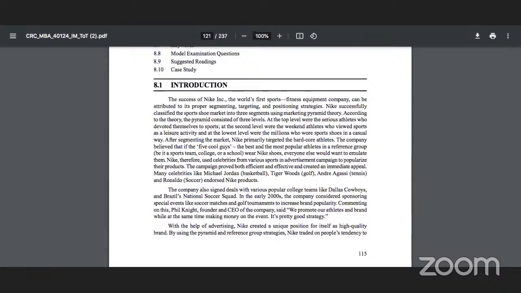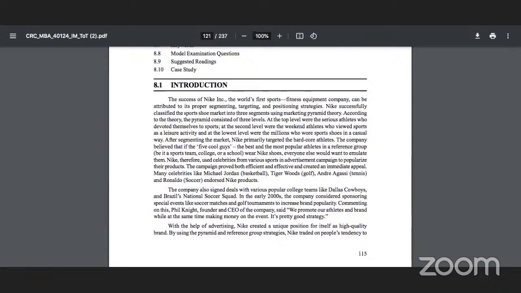So after segmenting the market, Nike primarily targeted the hardcore athletes. What the company believed is that if the five cool guys, the best and the most popular athletes in a reference group, whether it's a sports team, college, or a school, wear Nike shoes, then everyone else will want to emulate them. So think in terms of the strategy. How very clear cut and pointed.